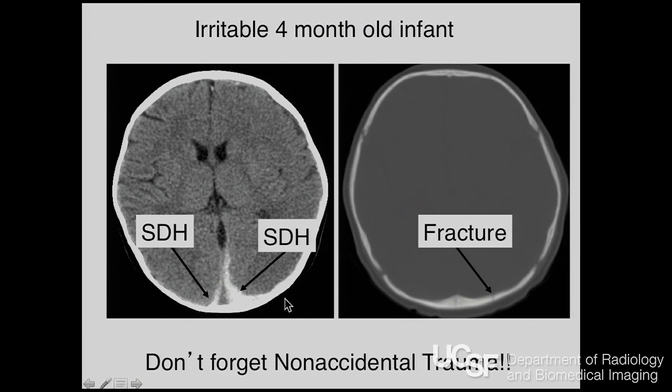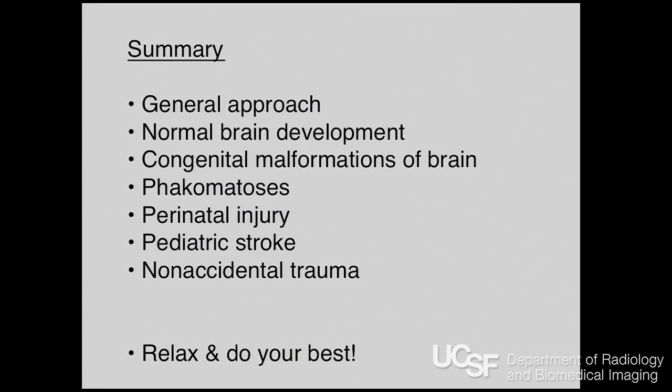And lastly, when you're evaluating a child for trauma, if you see bilateral subdural hematomas or hematomas of varying age, you need to look also obviously for bone injury, but you need to think very carefully about non-accidental trauma and even look at the globes, especially on your susceptibility weighted imaging, as we've seen cases of retinal hemorrhage that is picked up on the MR before the child has even been examined by an ophthalmologist. Okay, so we went over some normal brain development, some malformations, including phacomatoses, as well as some acquired injury.